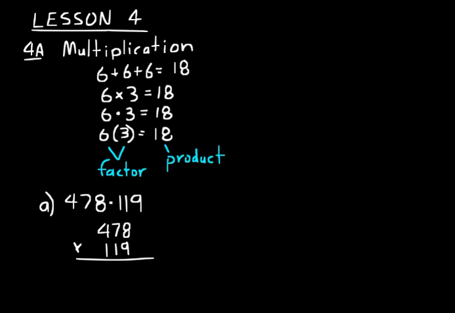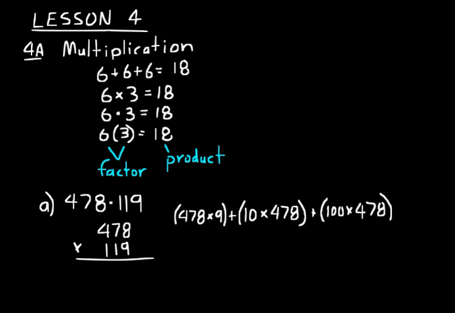And so really what you're doing is you're saying 478 times 9 plus, put parentheses around that, 10, right? Because that 1 after the 9, that's in the tens place. 10 times 478, and then plus 100 times 478. So that's another way to think about that. You take each place, multiply its value by the other number, and add them all together.